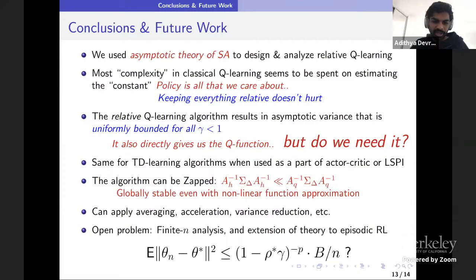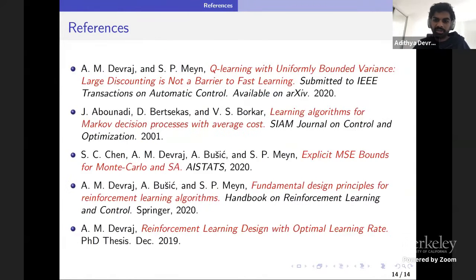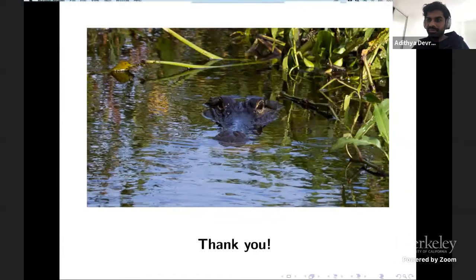And the next question is the open problem: can we get a finite-time analysis of the relative Q-learning algorithm, and can we extend this theory to episodic reinforcement learning? Here is a list of references, and thank you.